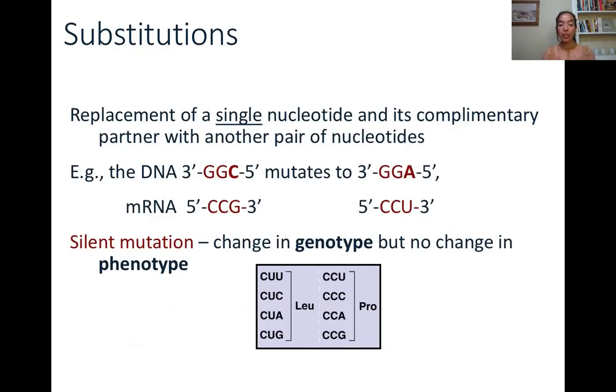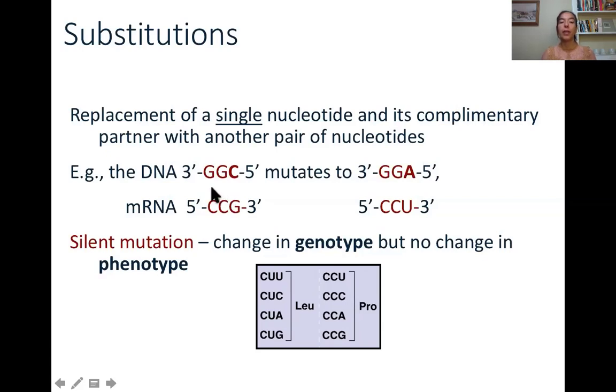A silent mutation is going to change the genotype, but doesn't change the phenotype. And that is because if you remember, when we learned about the genetic code, this is redundant. That means that the same amino acid can be coded by different triplets or different codons.